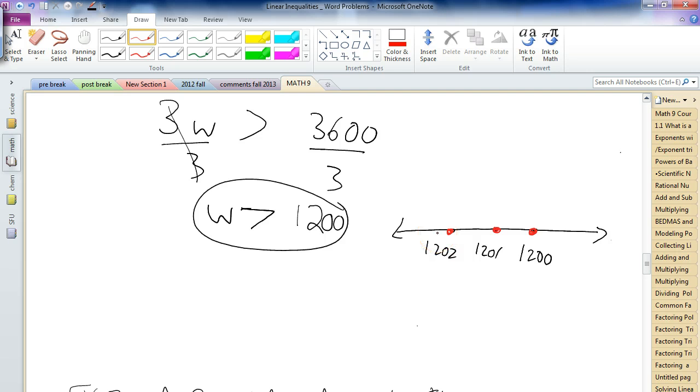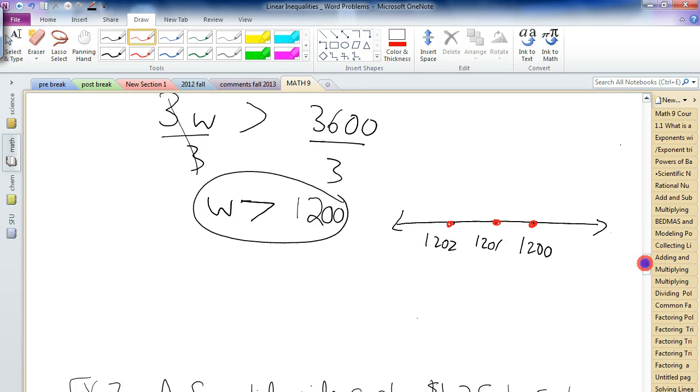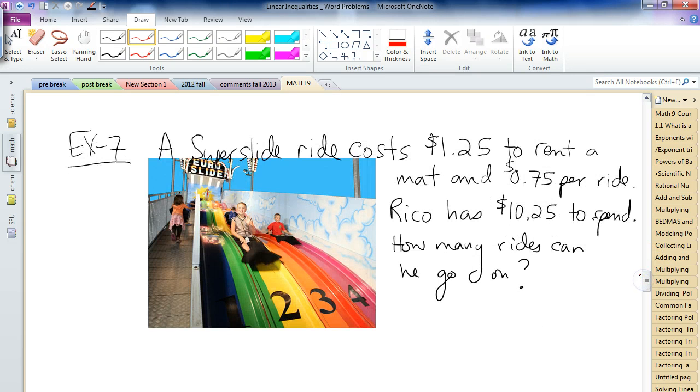Okay. Let's move on to the next one. Super slide or Euro slide, I don't know. Anyway, this is a super slide. Take a look. There's the kid having fun going down a slide, and the little mat there, and they zip and zoom down.